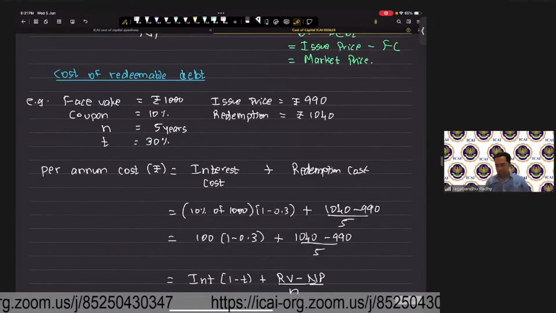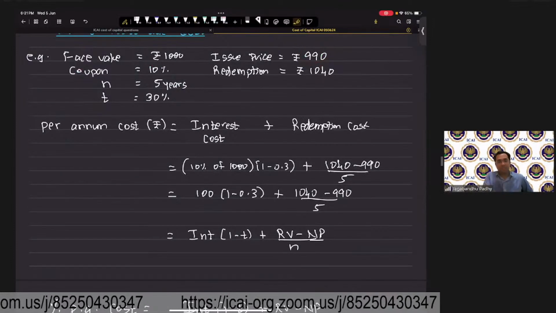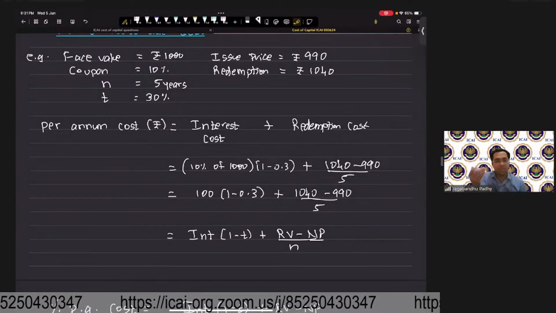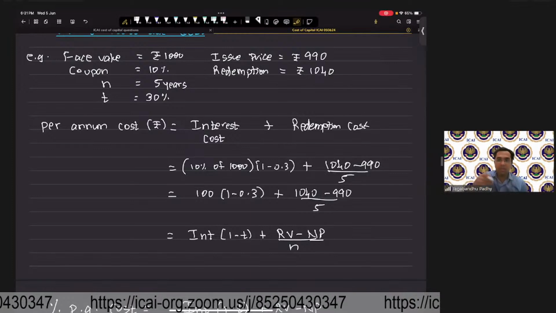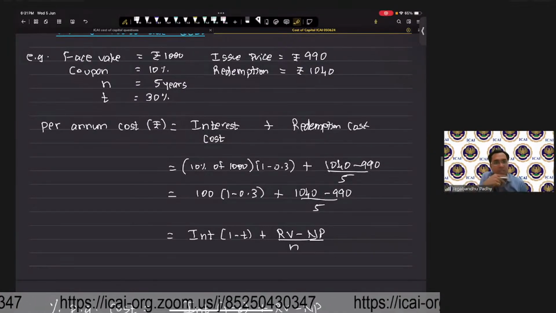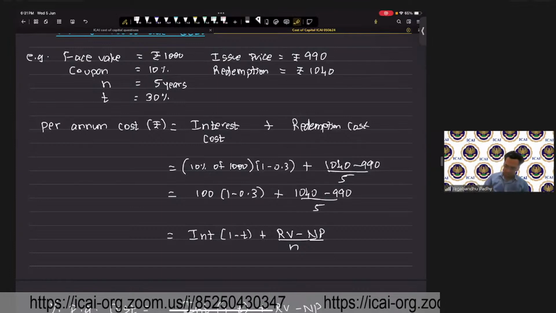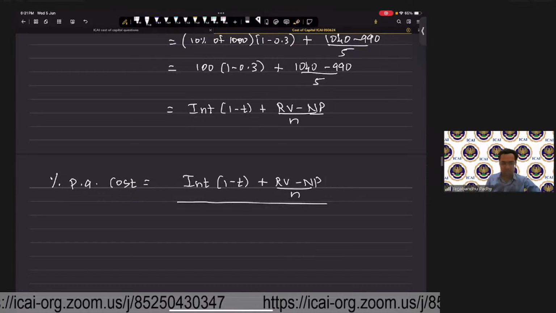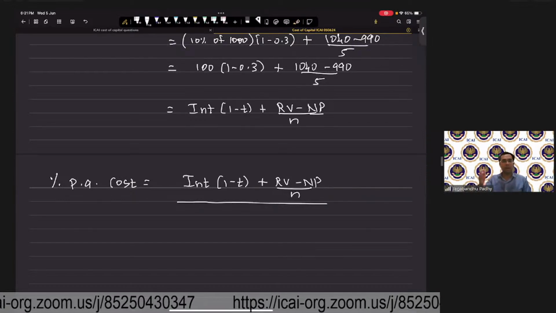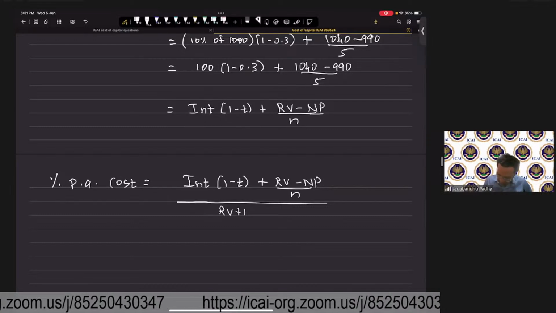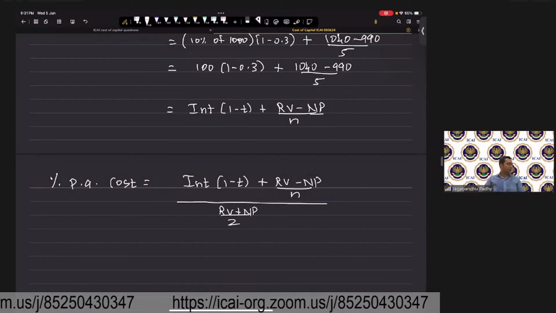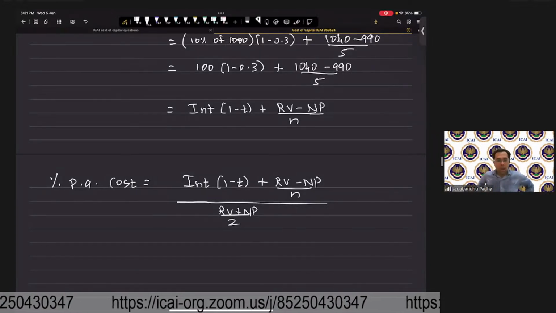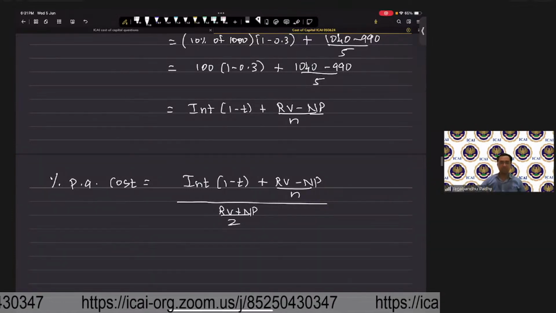So I cannot say that my principal is 990. That may be 990 for the first year, but then it increased by a certain amount to the second year, then to the third year, then to the fourth year, and finally up to the fifth year, it becomes the maturity value of 1040. So instead of taking either redemption value or net proceeds, we give equal justice to both values, the starting principal value and the ending principal value. And we take it as redemption value plus net proceeds by 2, the average principal outstanding.